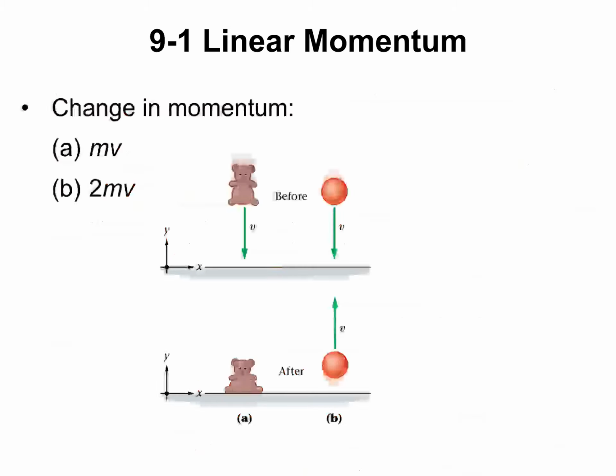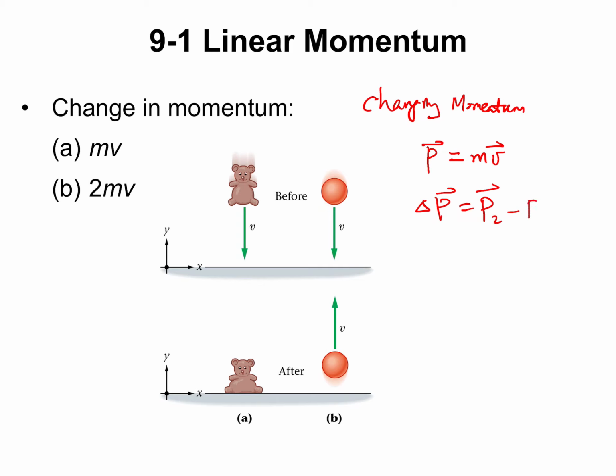Now we talk about changing momentum. Well, remember momentum is a vector, right? So this is mv, right? So what's the meaning of changing momentum? Changing means P2 minus P1, right? So this equals mv2 minus mv1. Or you can write mv final minus mv initial. That's the meaning of changing.